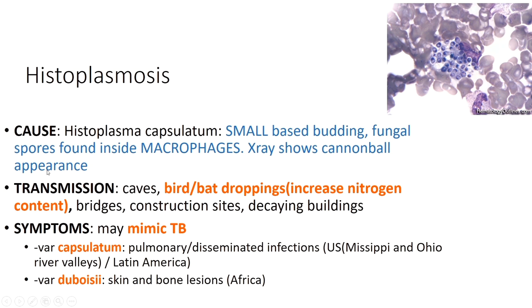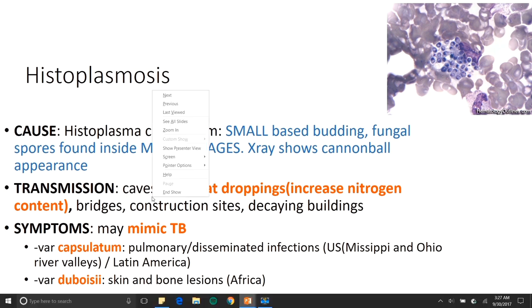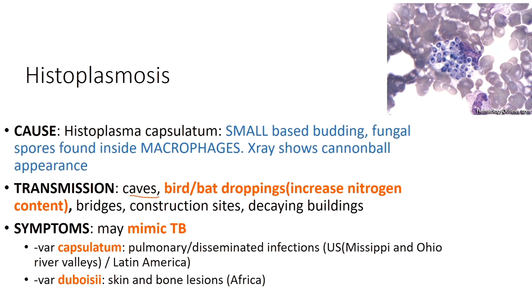The x-ray will show a cannonball appearance. I didn't show you a picture, you can Google that if you want. So how we get this is from caves. We can get it from cave spelunking. Why? Because of bird and bat droppings within those caves, or anything that increases nitrogen content. We can find histoplasma growing within that, and we can breathe it in.